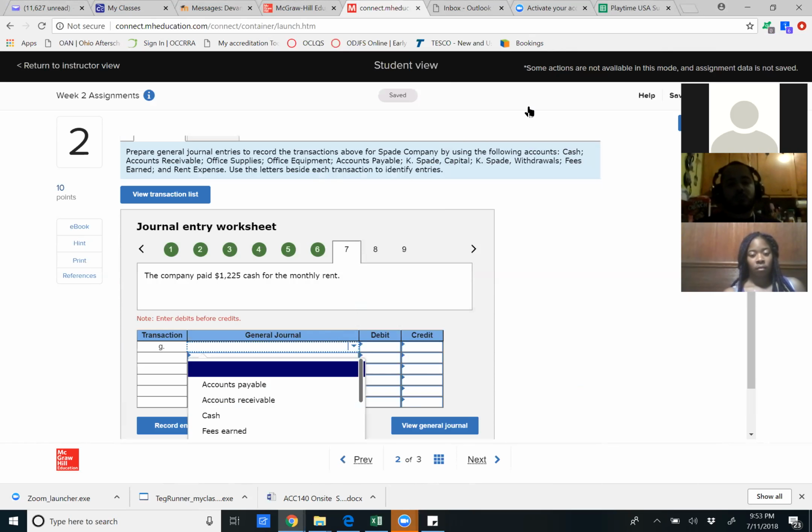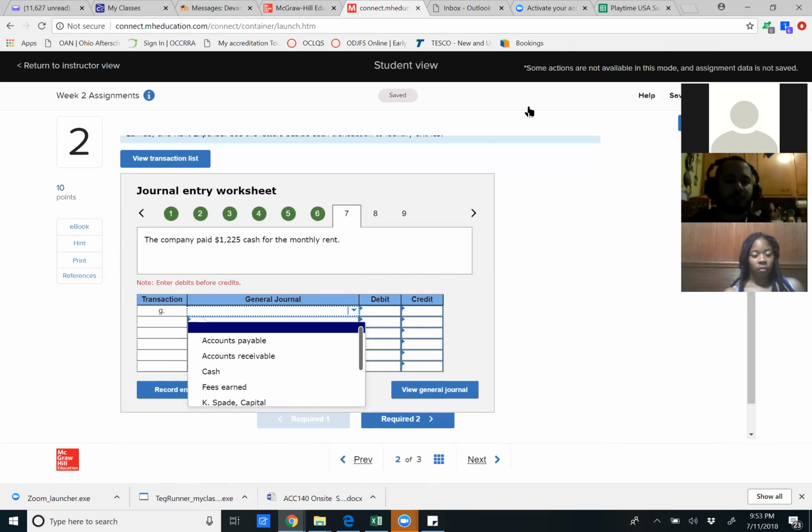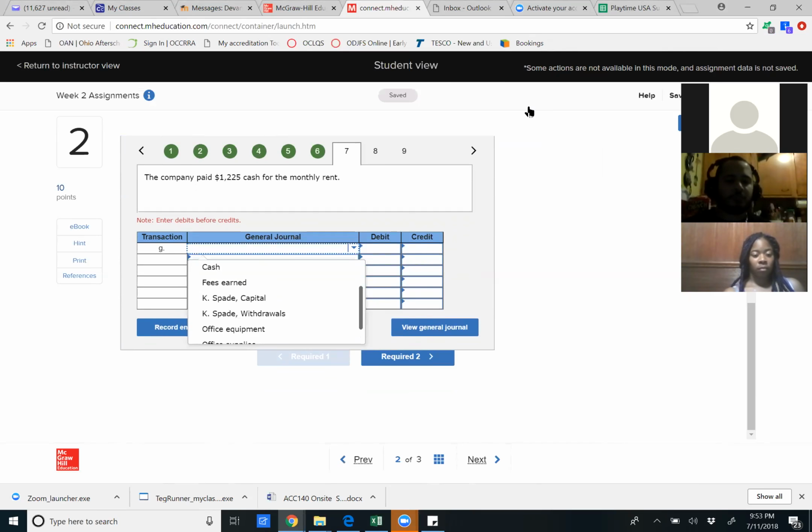So cash was our credit because it went down. Rent expense was our debit. As soon as I find rent expense, here it is.